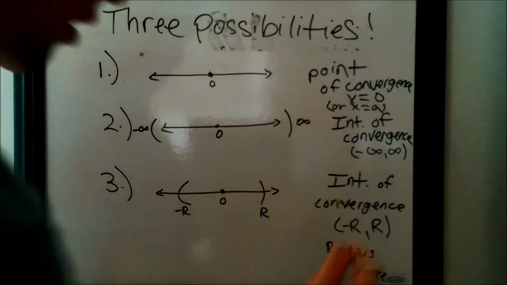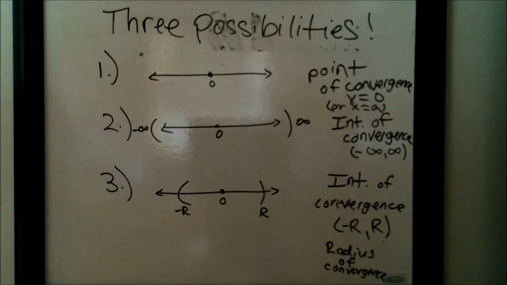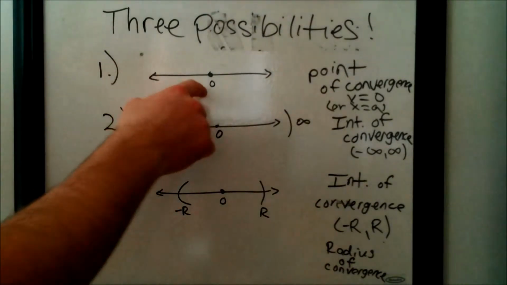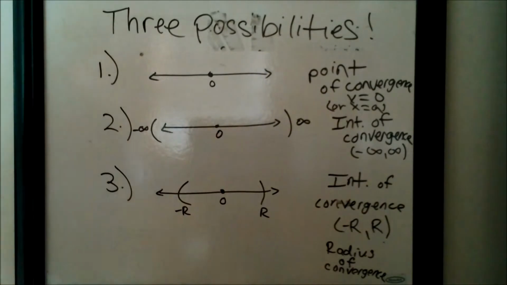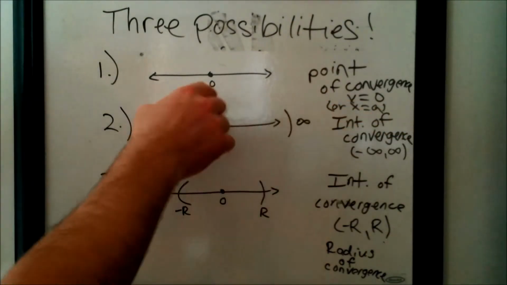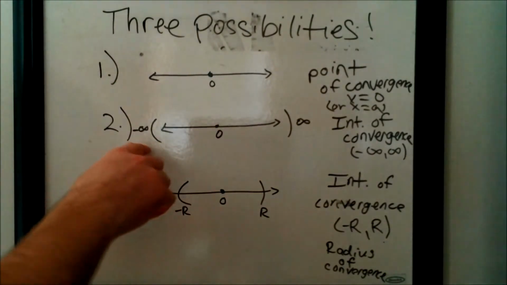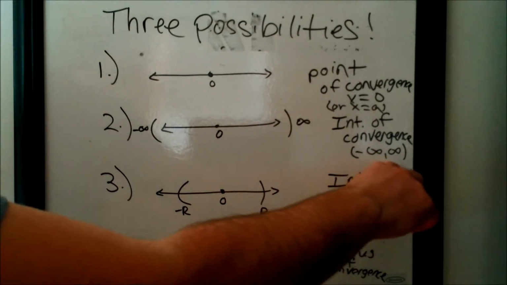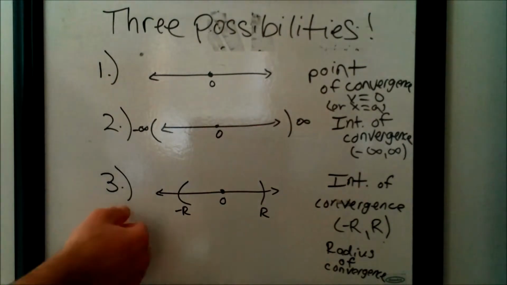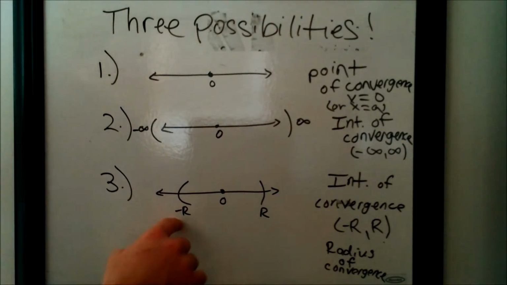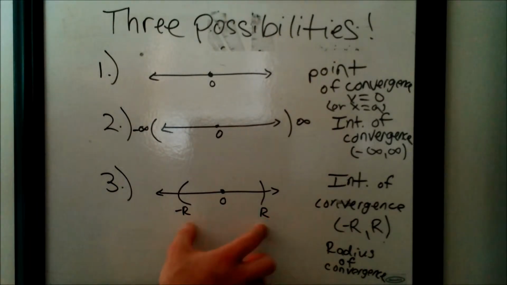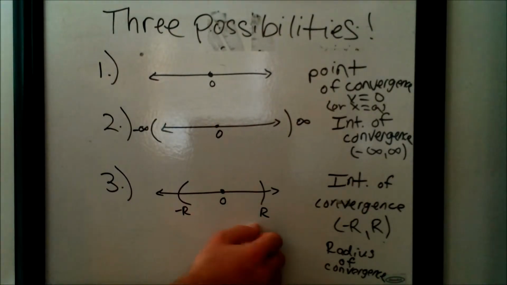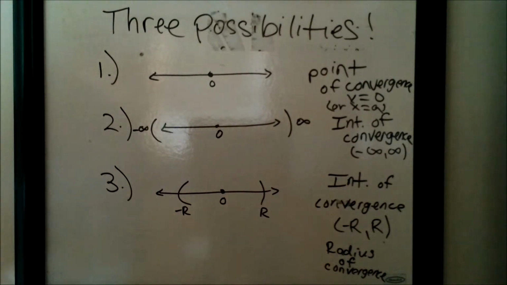Okay, so what we have here is three possibilities. A series can converge at one point where it is built. Most of the time, x equals 0 or x equals a, wherever it's built, it can converge. Or a series can converge from negative infinity to infinity, so its interval of convergence is all values of x. Or the third possibility is a series can converge from negative r to r, so a radius of convergence of r. This means that only between these points will the series converge.